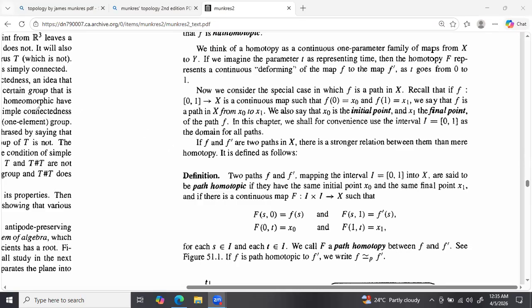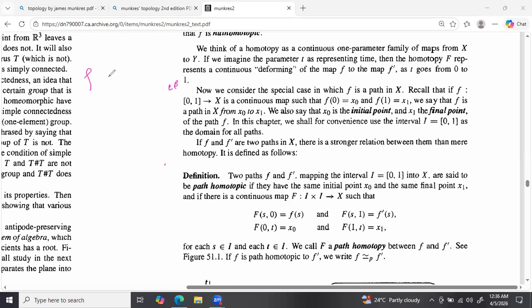So today we will see some definitions related to homotopy. So let's read this paragraph. Now we consider the special case in which f is a path. Okay. So let's recall the definition of path in algebraic topology or topology.